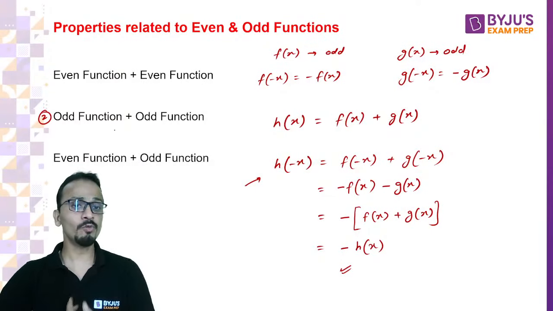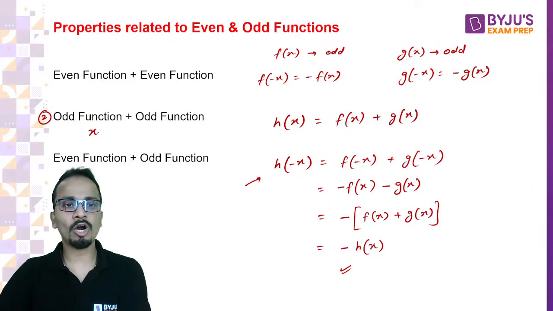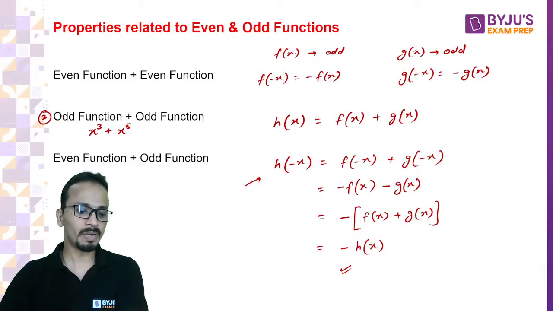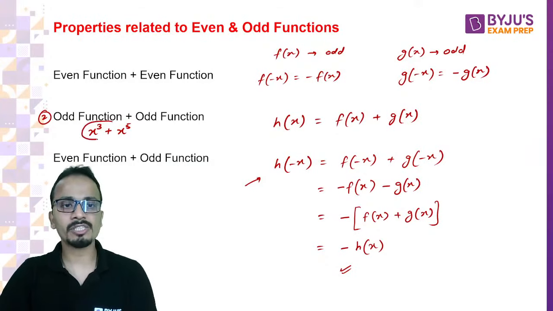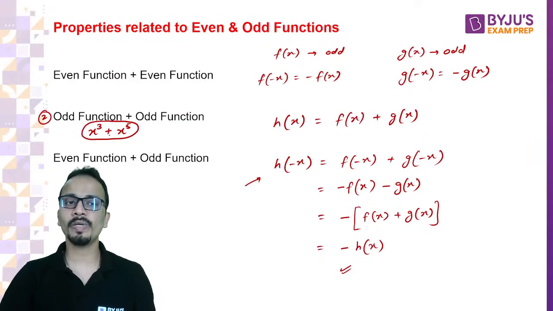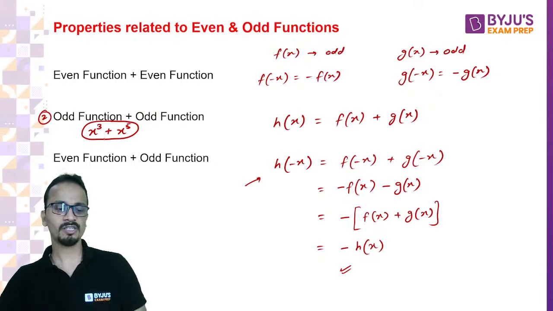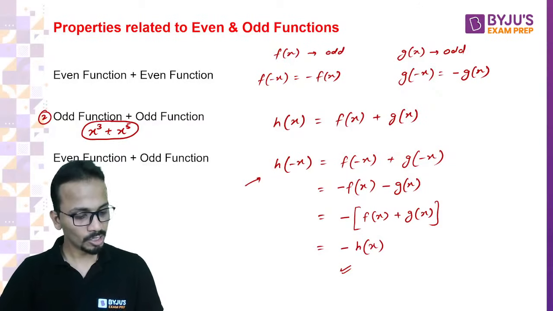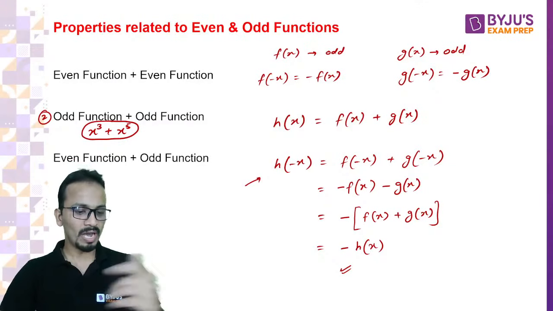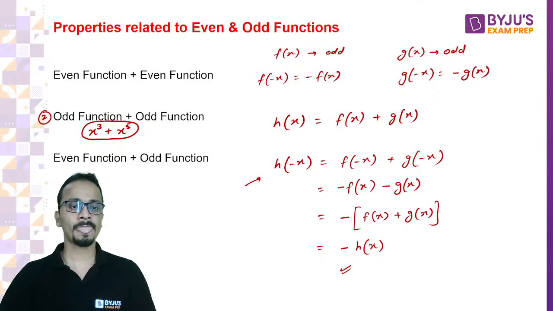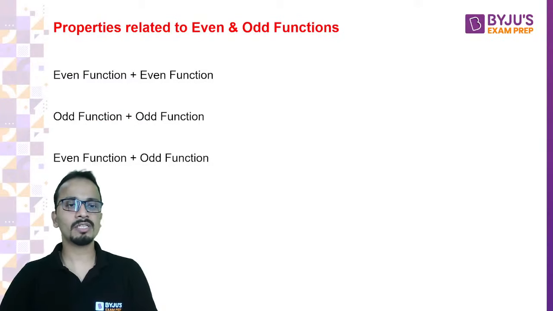Okay, so if you want to look at other examples of odd functions, you can take one odd function, x cube, and add it with another odd function, x raised to the power 5, and this resulting function will always be an odd function. All right, am I clear? So Monish, Krupa, both of you have given a correct answer. Wonderful. Now friends, let's talk about the third case, an even function plus an odd function.